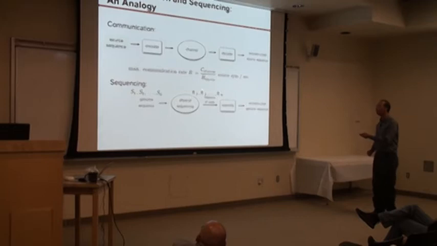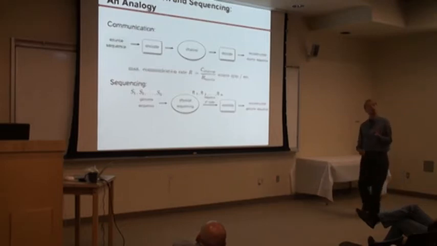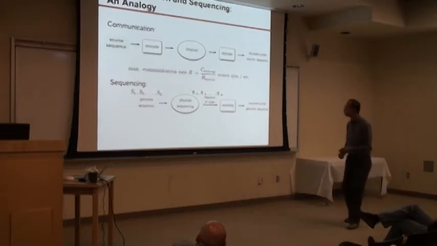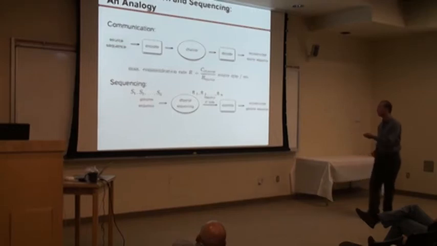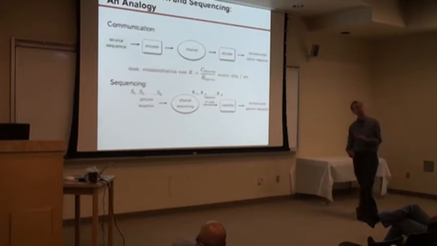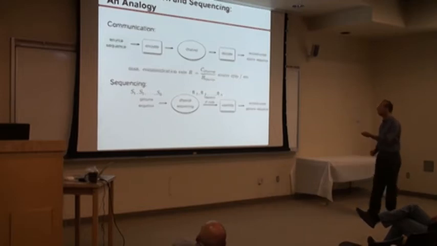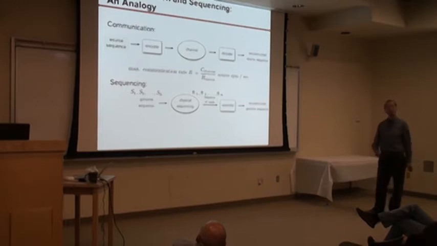I extract a sequence of reads, R1 up to Rn, there are n reads, each of which is a, say, 100 nucleotide long vector. And then I put them together. So each of these can be thought of as a channel output. The assembly tries to put together the reads to reconstruct the original sequence.